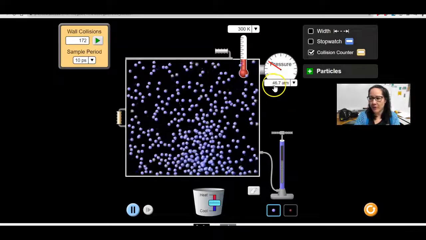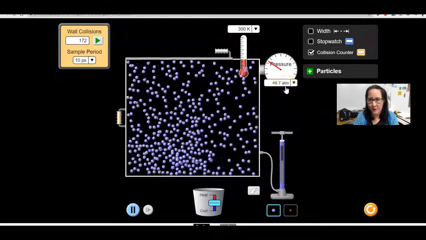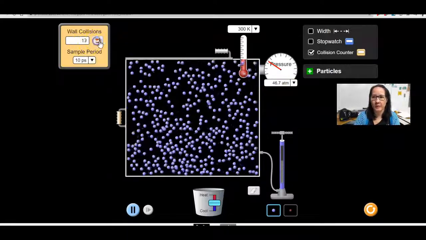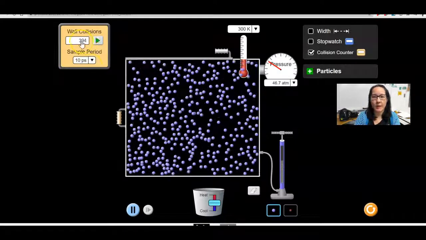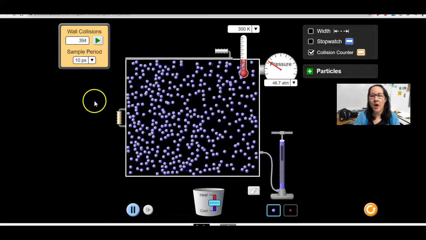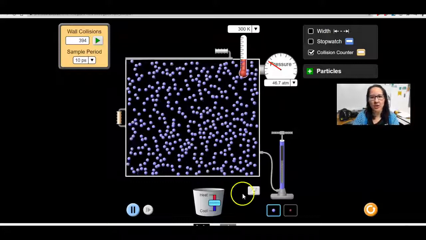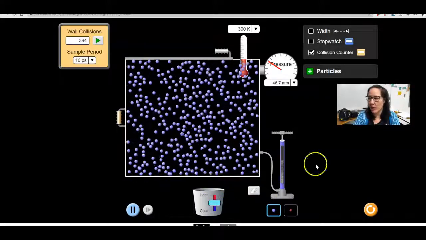see that the pressure is at 46.7 atmospheres, almost twice as much. And so now how many wall collisions are occurring? And we're at 394, also almost twice as many wall collisions. There are other things you can do to increase the number of collisions with the wall of the container.